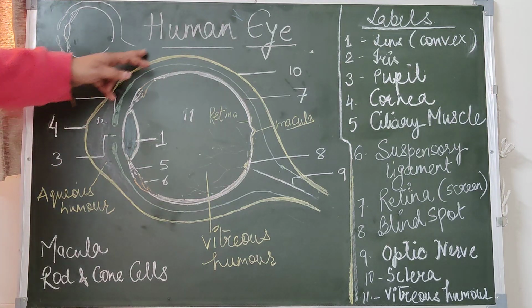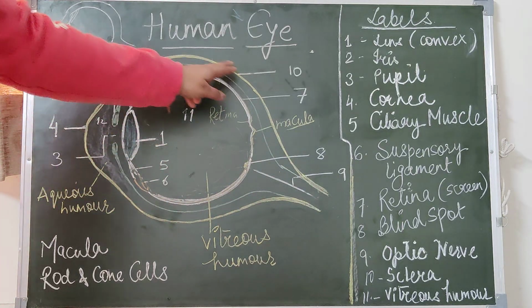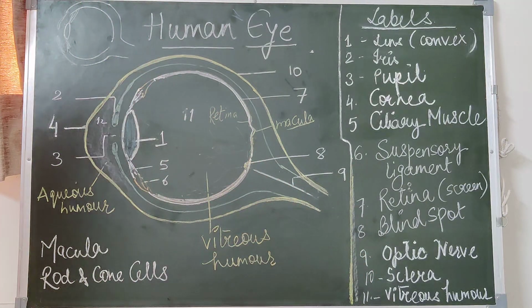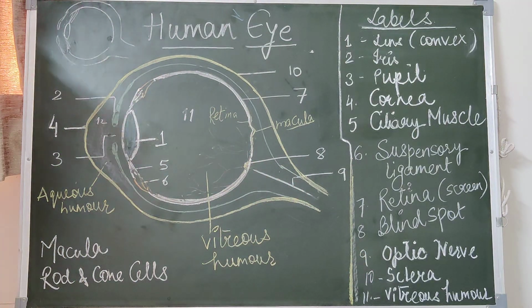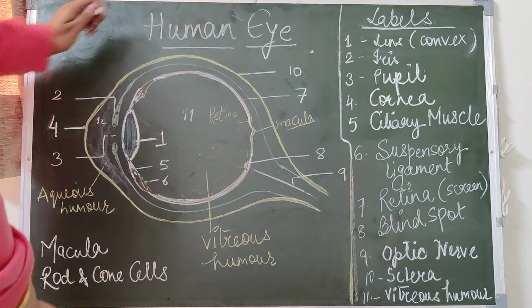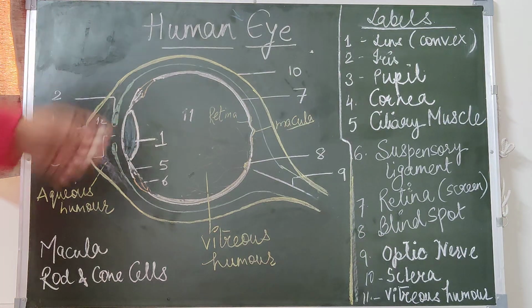Now this cornea also makes up a cover, and that is called sclera. That is called number 10, sclera. So now you can easily make it out. Let me make the eye lens again. Let it dry, and then I'll take up this.